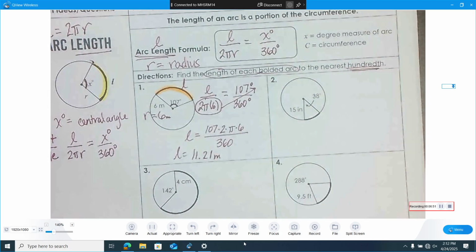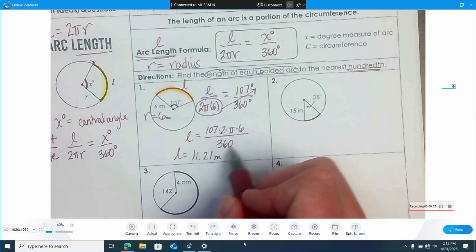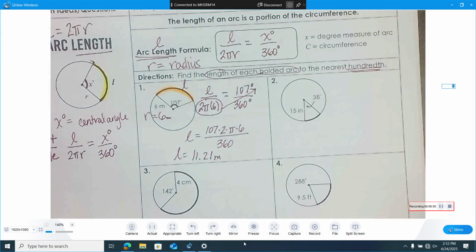Yeah. The only thing that matters is that we're dividing by only one thing. Everything else is multiplied, so it works just great.